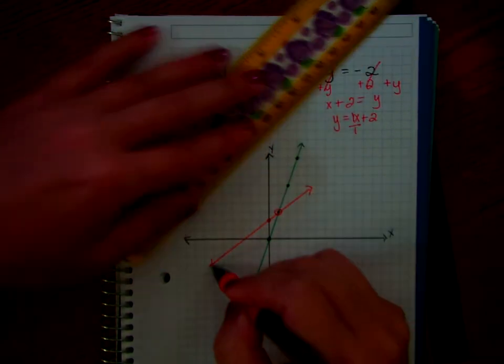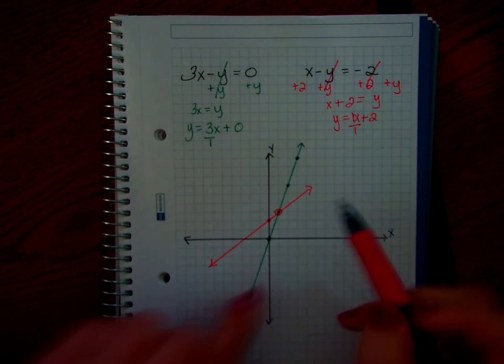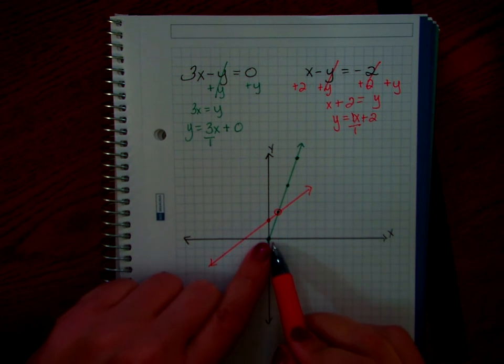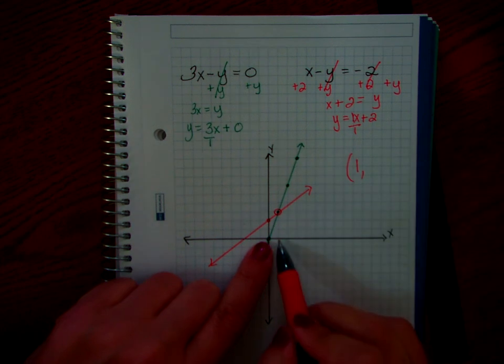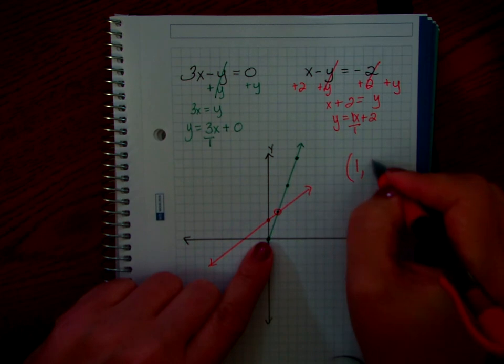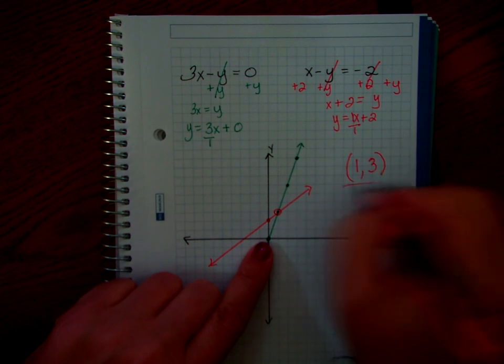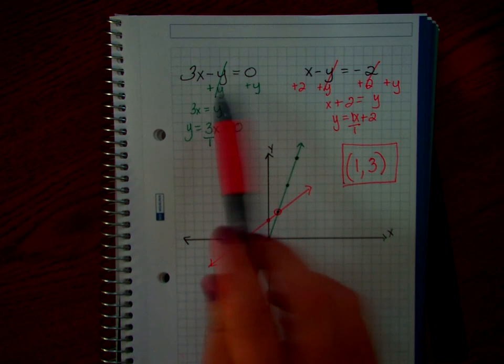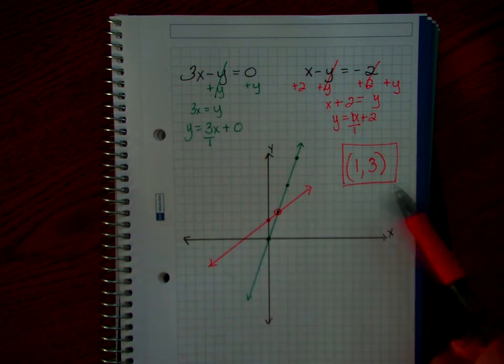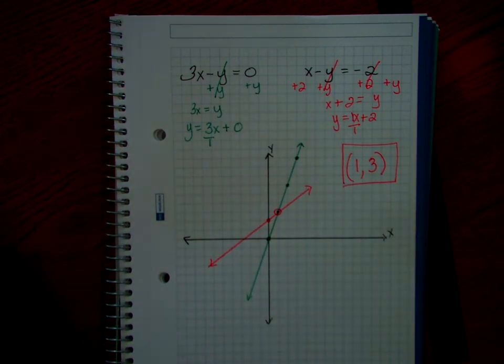And then you just have to tell me what is that point. So I start at 0, 0. How do I get there with x? I go over 1. So I know x is a positive 1. How far up do I have to go? 1, 2, 3. Positive 3. So the answer or solution to these two equations is (1, 3). All right, good luck, guys.